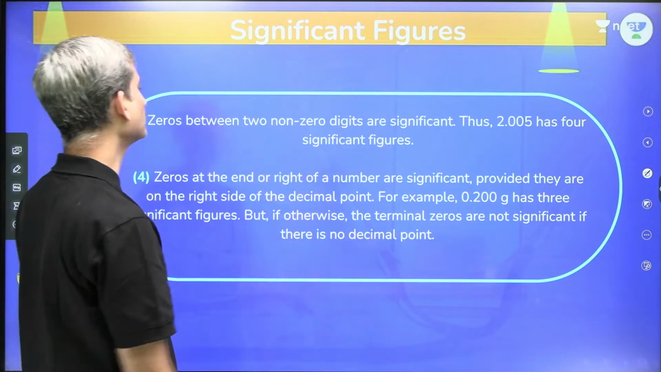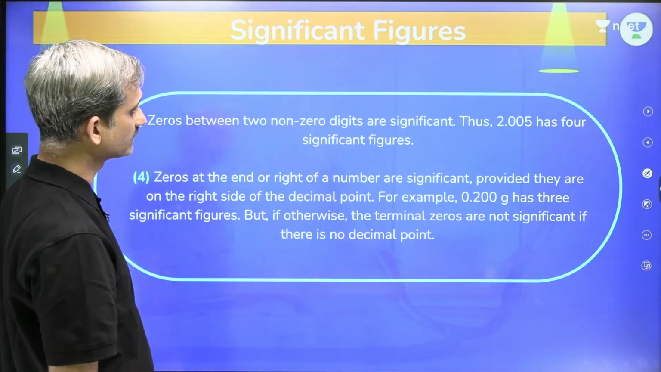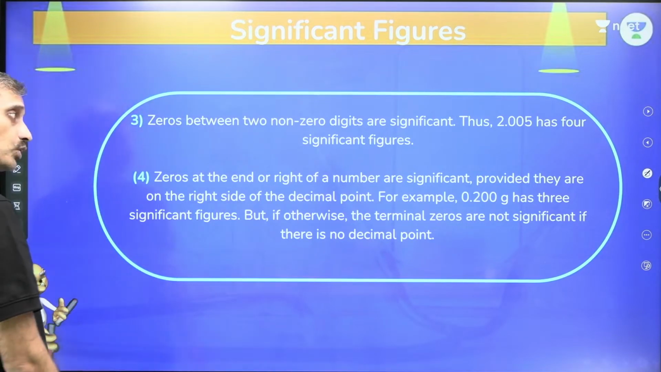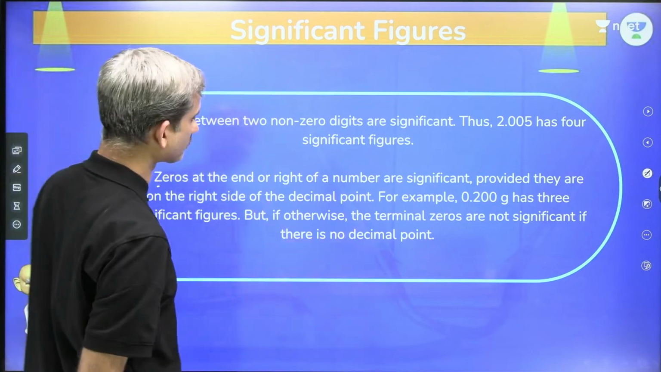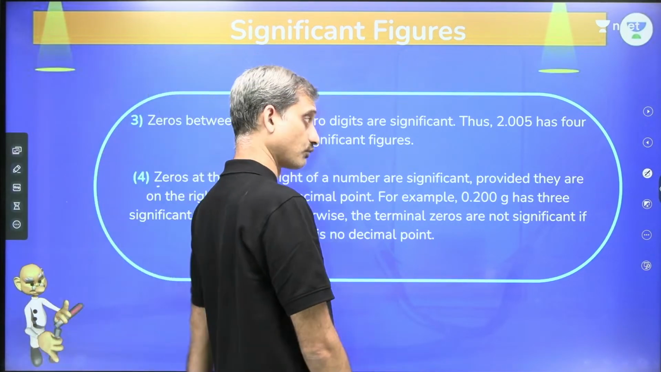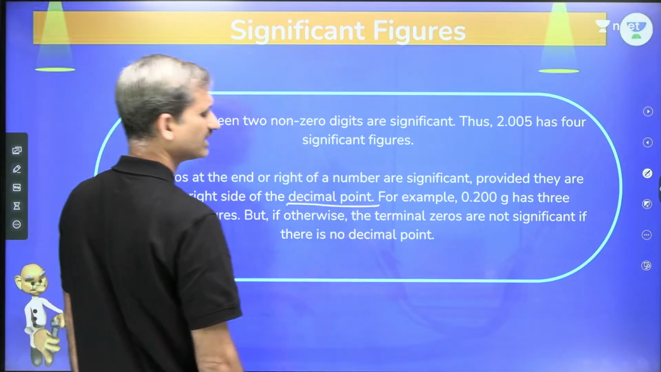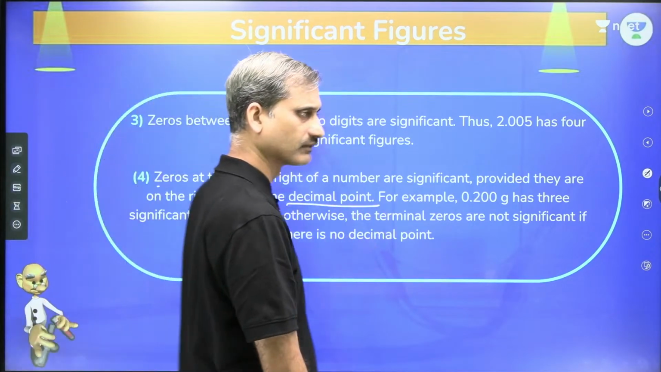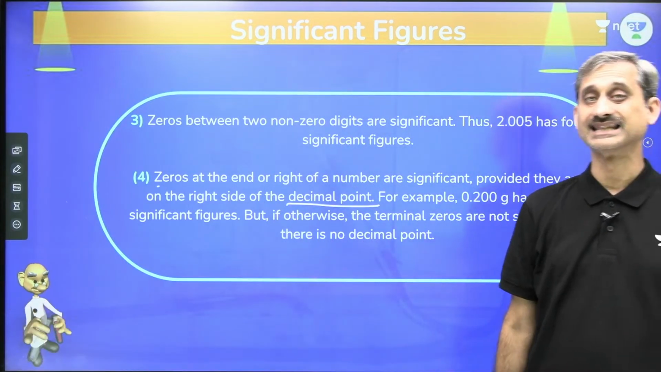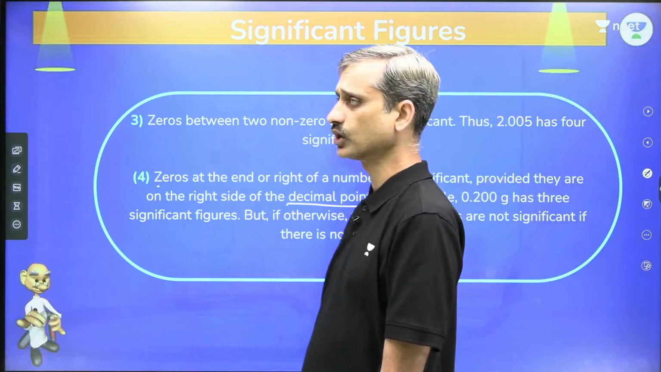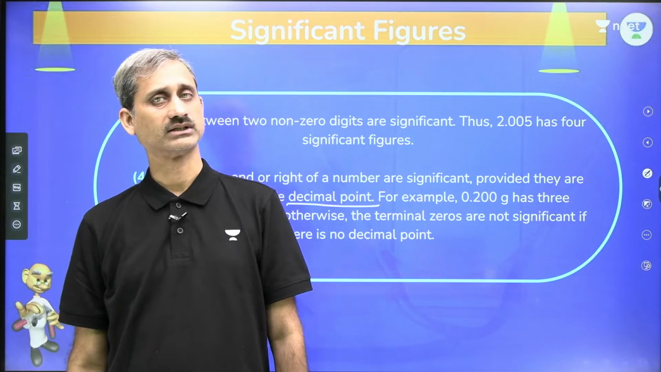The zeros between two non-zero digits are always significant. The in-between zeros are significant. Thus 2.005 has 4 significant figures. That's what we have already discussed. Zeros at the end or right of a number are significant provided they are on the right side of the decimal point. I would not say it this way. I would simply say that if the number has a decimal point, then the lagging zeros, that is the zeros which do not have any non-zero number to the right hand side, are significant.